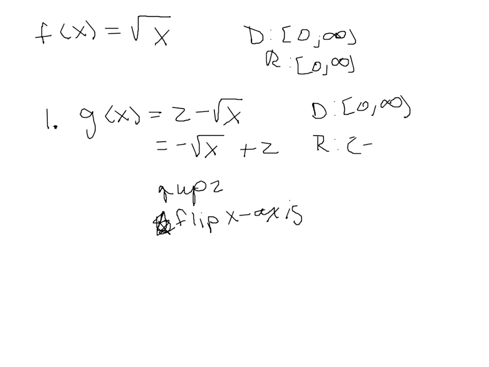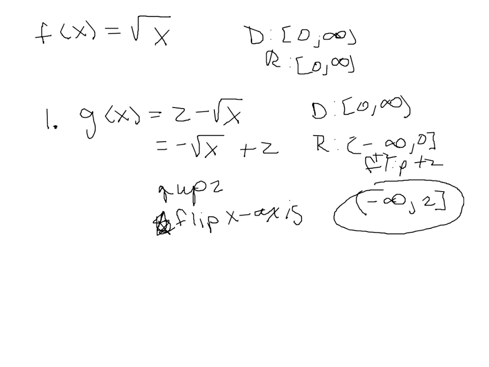So when that happens, the first change is it becomes negative infinity to 0. That's just with the flip. And then we go up 2. That's going to be minus infinity, because minus infinity plus 2 is still minus infinity. So my range is minus infinity to 2.